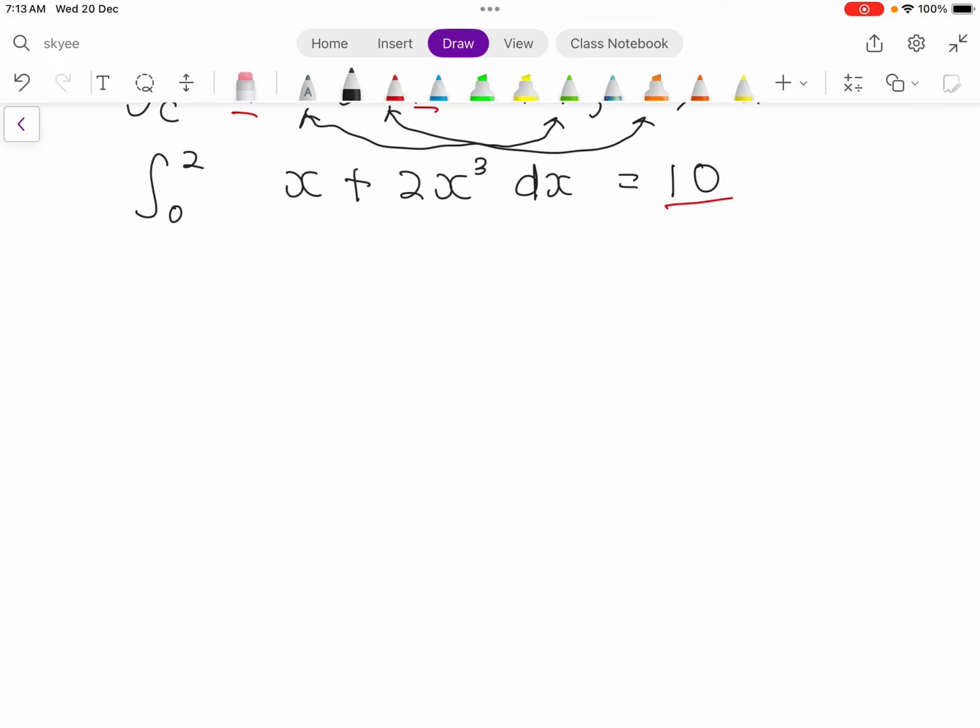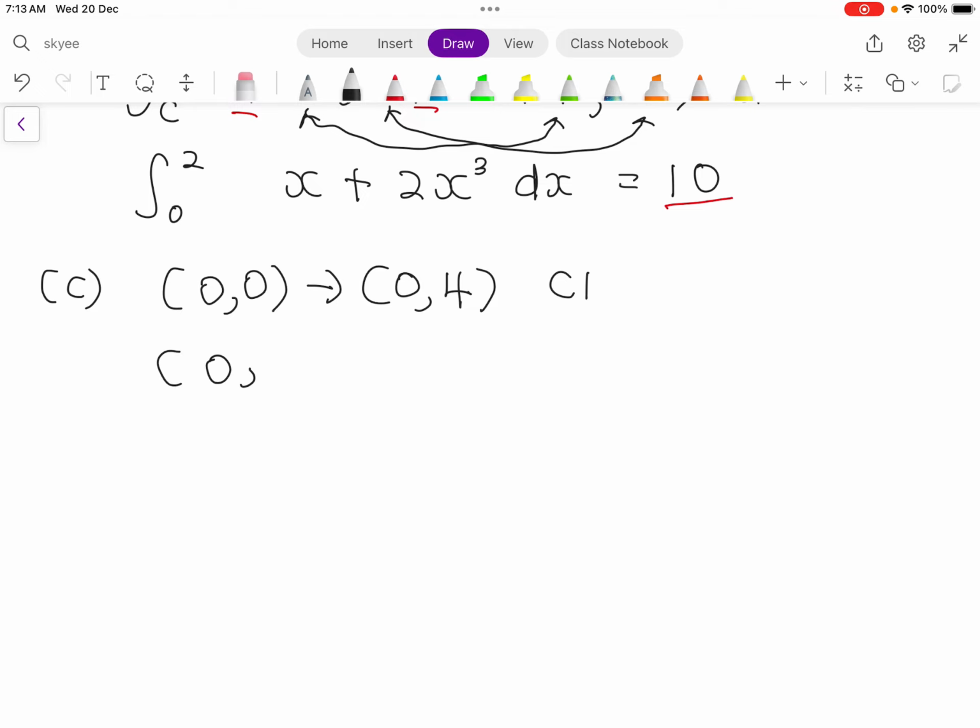But let's try the last one, path C. So path C is broken into piecewise, right? The path C1 will be from 0, 0 to 0, 4. And then from 0, 4 to 2, 4.